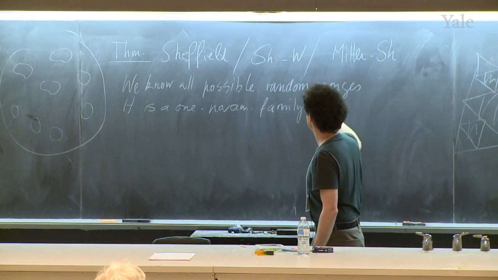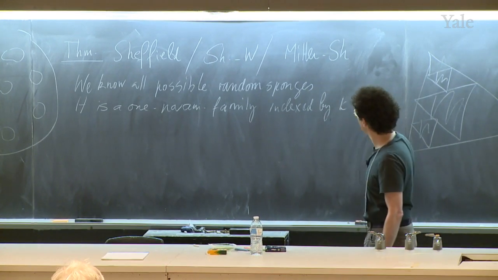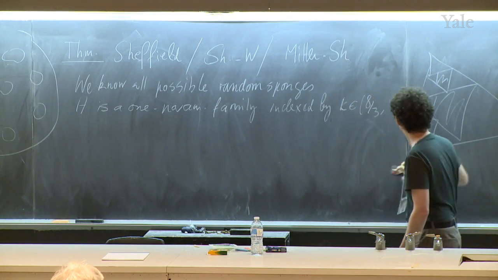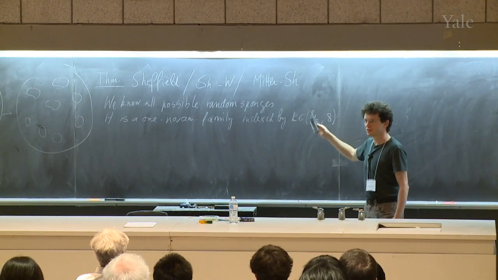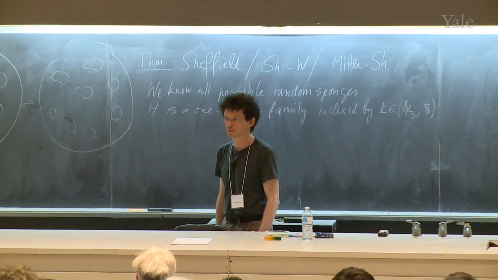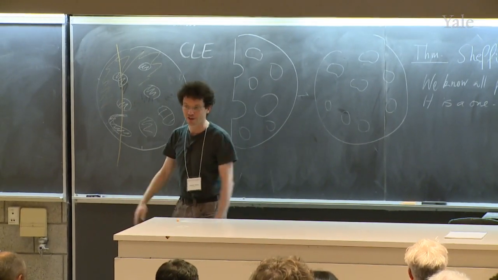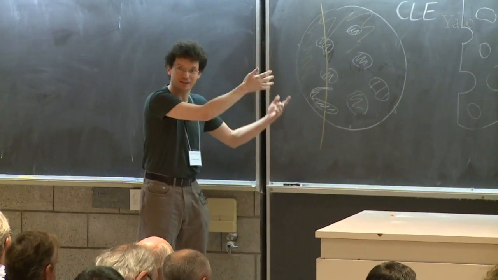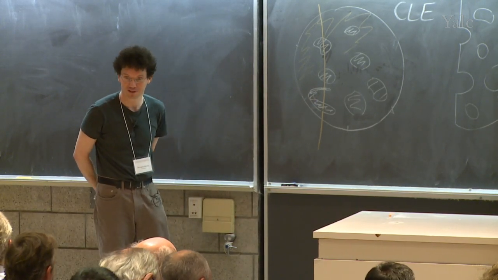And for historical reasons, it's indexed by a number kappa that belongs to between a third and eight. Somehow the limit when going to a third would be the random sponge, which is actually full. You could take the random picture, there's nothing to see, so you cut it open, there's still nothing to see. You put it back, you have the entire disk. That would be one limiting case. And in the other direction, somehow it's empty. So nothing to see anymore.